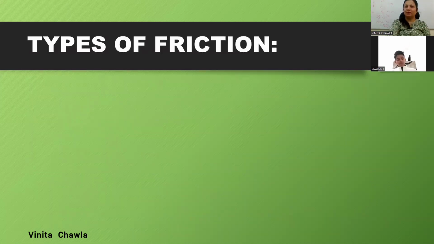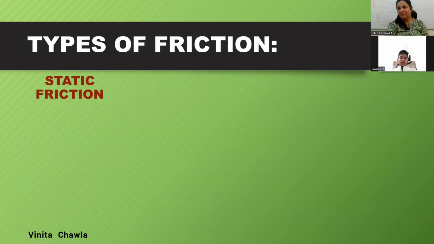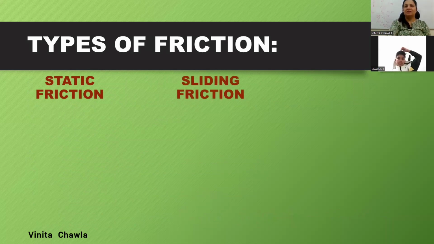So there are three types of friction. First is static friction. The word static means rest. What is the meaning of the word static? Rest. So when two objects are in contact with each other and the objects are at rest, with nothing moving, then we say that between the surfaces there is static friction.